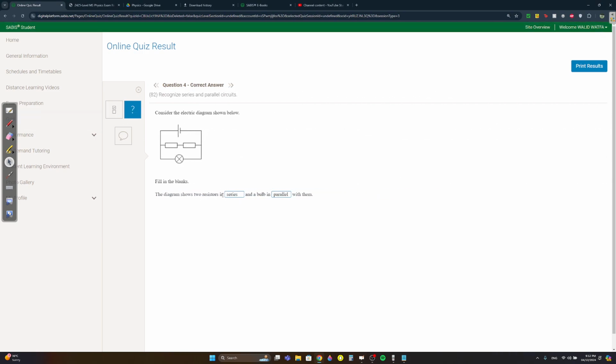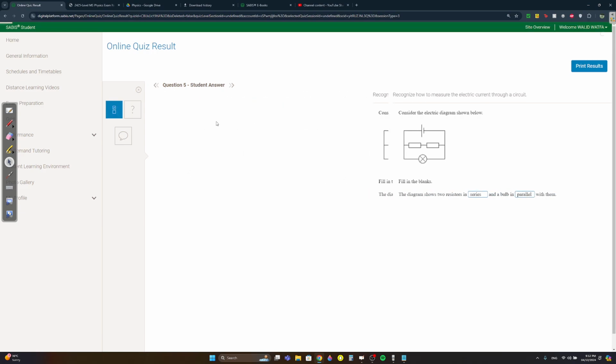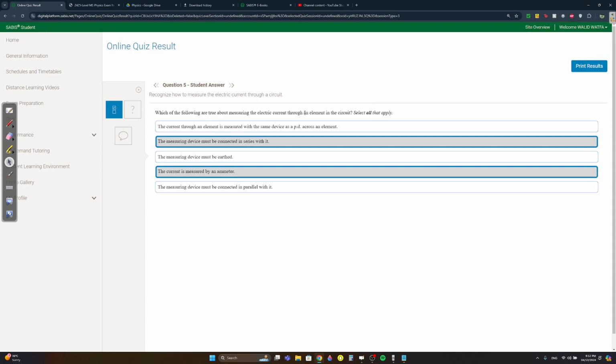Here the diagram shows two resistors, they're in series because they're beside each other, and the bulb is in parallel, right? Which of the following is true about electric current? The current through an element is measured with the same device that you used to measure the potential difference. Of course, no. The measuring device must be connected in series. Yes. The ammeter, remember, you have to connect in series.